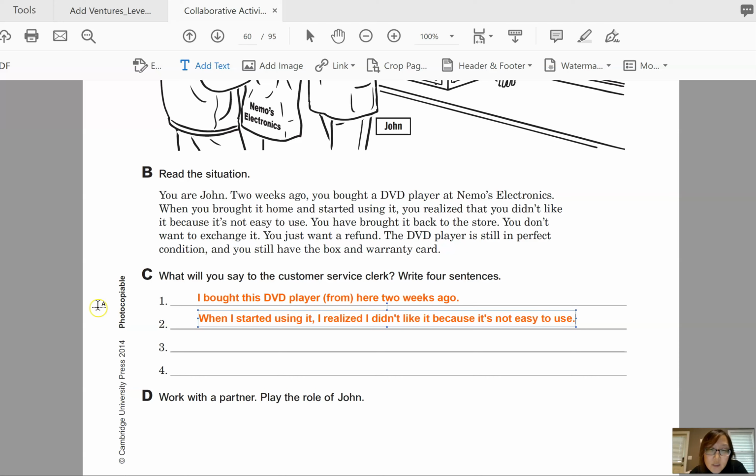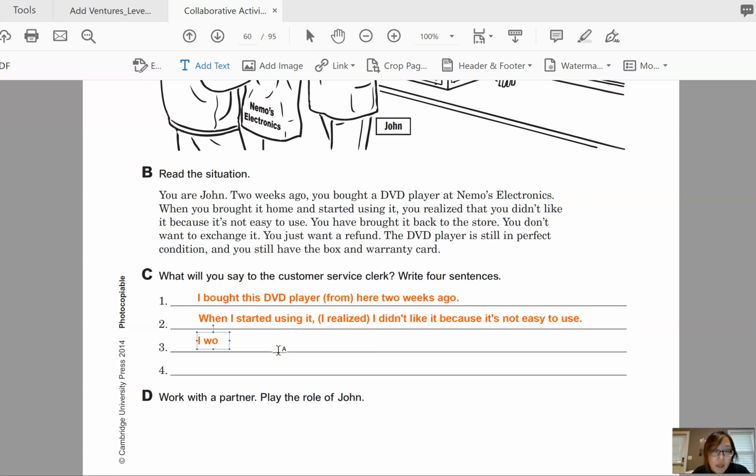So you can just use the information that you can see here and of course personalize it, like make it as though you are John. Okay, and even this phrase is not necessary. You can just say, when I started using it, I didn't like it because it's not easy to use.